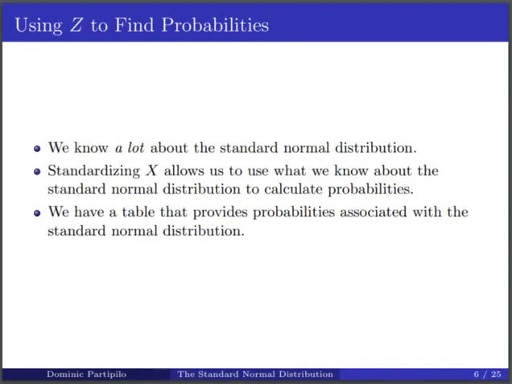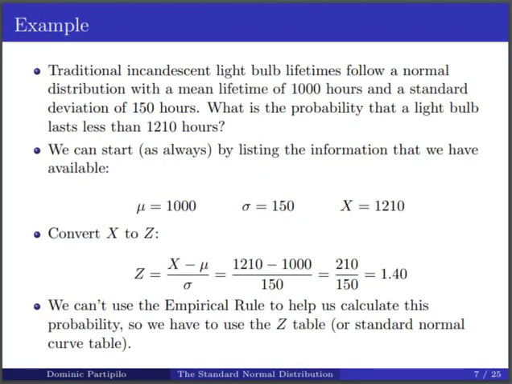Now, to handle that issue with the empirical rule, we can use z to find probabilities. We know a lot about the standard normal distribution, and when we standardize x, it allows us to use what we know about the standard normal distribution to calculate probabilities. So let's look at an example.